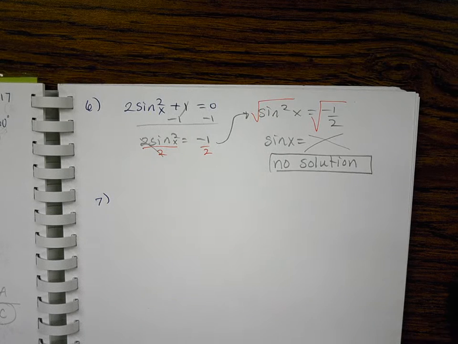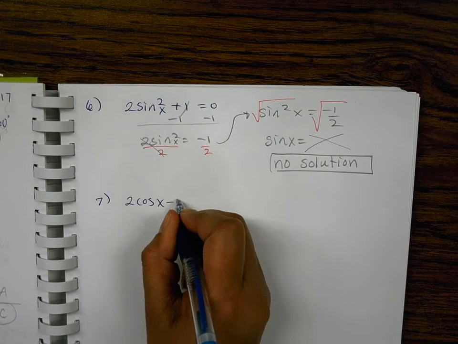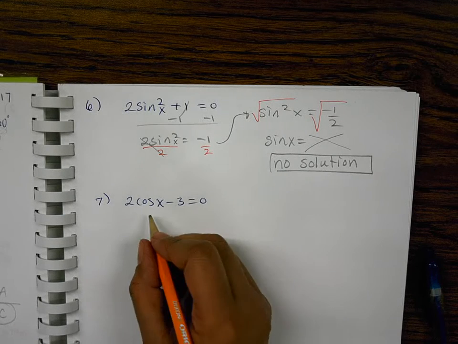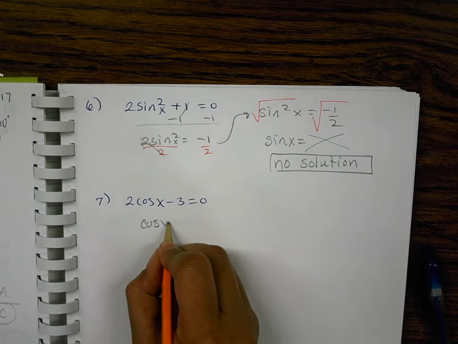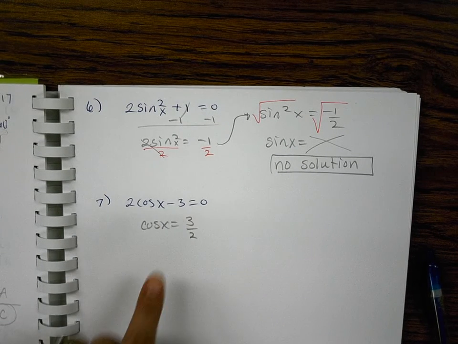Number 7, 2 cosine x minus 3 equals 0. Add your 3 over to the other side and divide your 2. I'm hoping I can do that all in one step. Positive 3 divide by 2. I'm hoping I didn't confuse anybody. I added the 3, divided the 2.